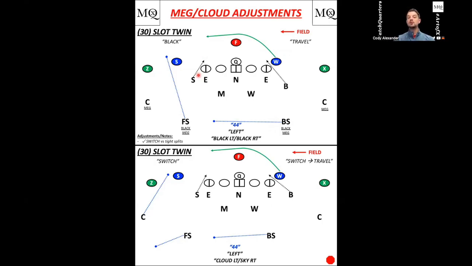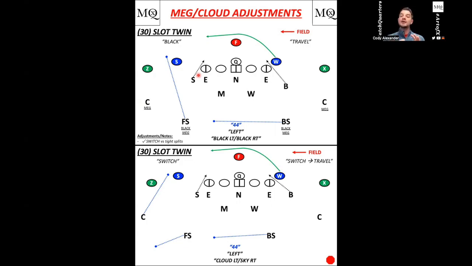So we have 2 ways to play the slot twin. We can either play it cloud or we can play it black. So we want to play black because we feel like they're really spreading us out. Now, if they get in tight, let's say they're super spread and they stack, we can go ahead and play switch. That's our man match cover 2 over top of a stack.